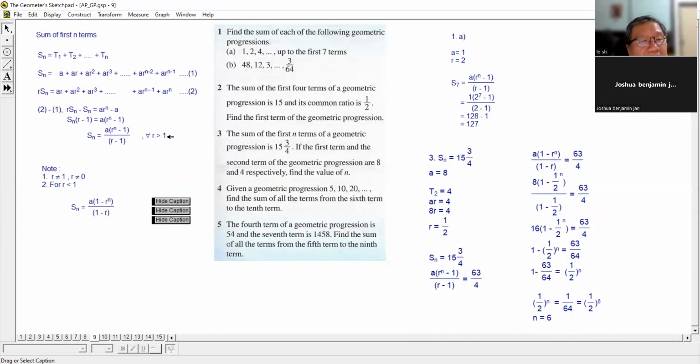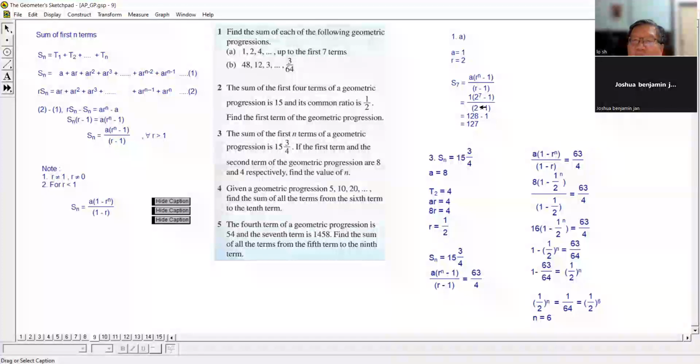This one is R greater than 1. This one is R less than 1. So R equals 2 is for the first. Use the first or use the second one? First one, correct. So we use the first formula, A bracket R to the power n minus 1 over R minus 1. So in this formula, you substitute in A equals 1 and R equals 2. Then you simplify.